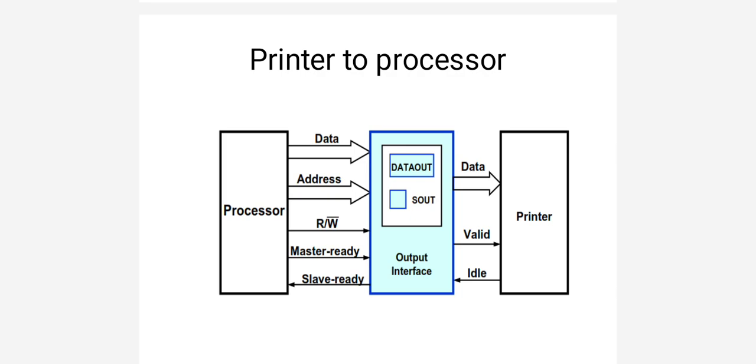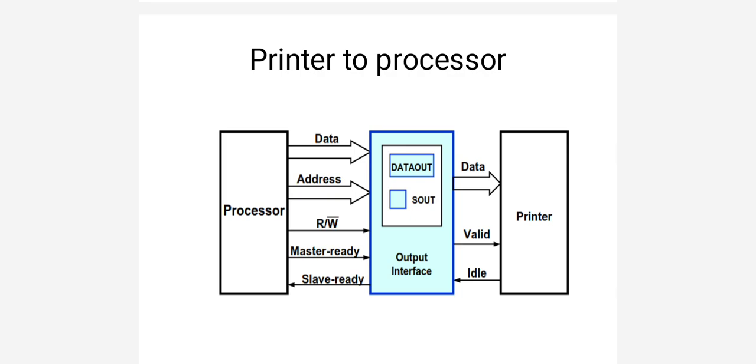printer operates under the control of handshake signals known as valid and idle, which is similar to handshake used on the bus master ready and the slave ready signal. When the printer is ready to accept a character, printer asserts its idle signal. The interface circuit can then place a new character on the data lines and activates the valid signal.